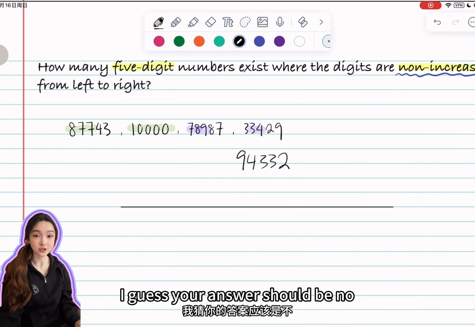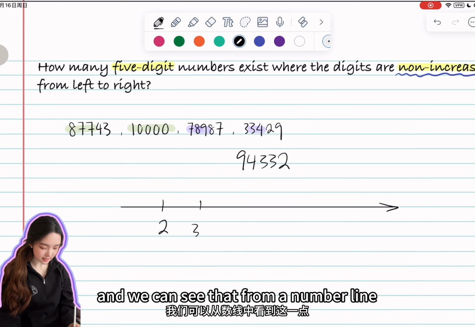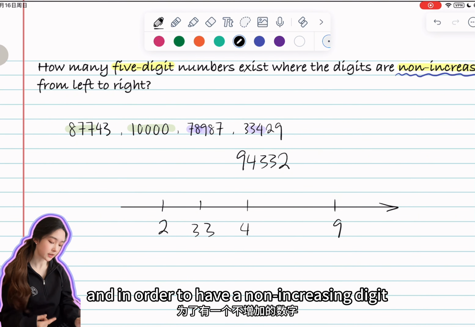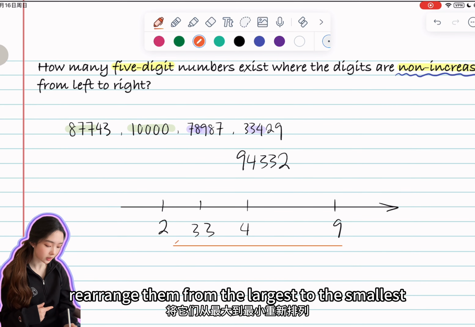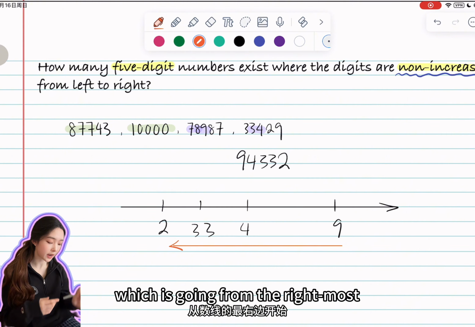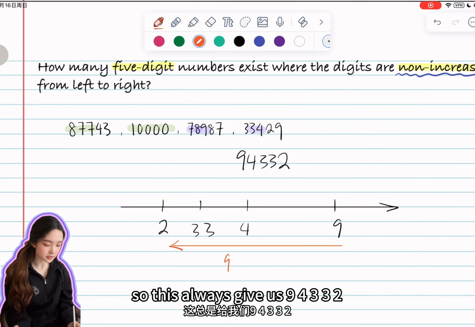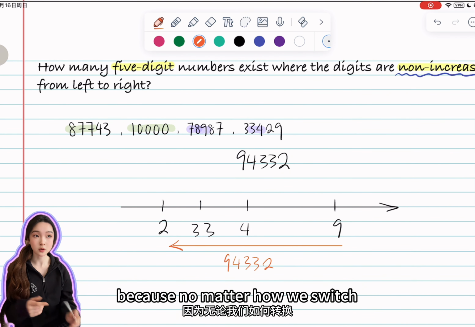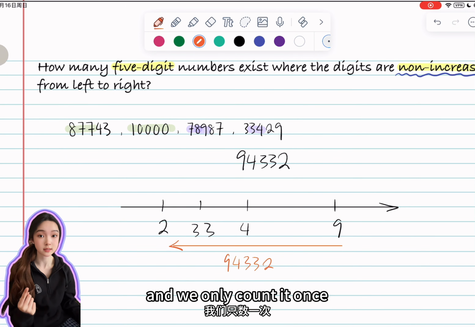I guess your answer should be no, and we can see that from a number line. We have 2, 3, 3, 4, 9. In order to have non-increasing digits from left to right, we must rearrange them from the largest to the smallest, which is going from the rightmost of the number line to the leftmost. So this always gives us 9, 4, 3, 3, 2. Also, the repetition of the 3 doesn't count because no matter how we switch their positions, it's still the same 5-digit number and we only count it once.